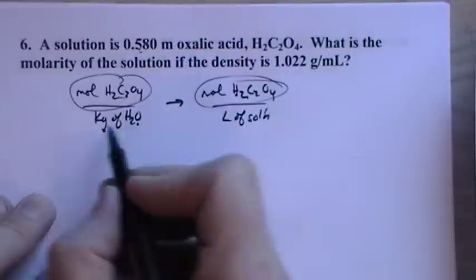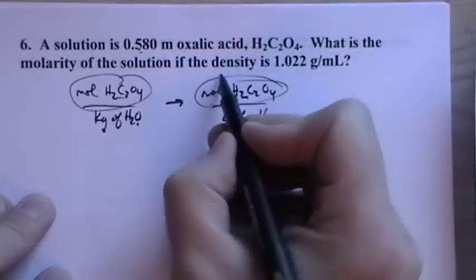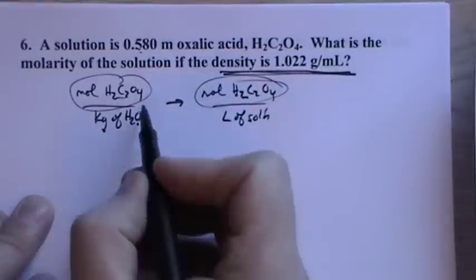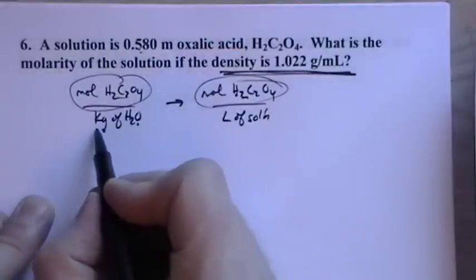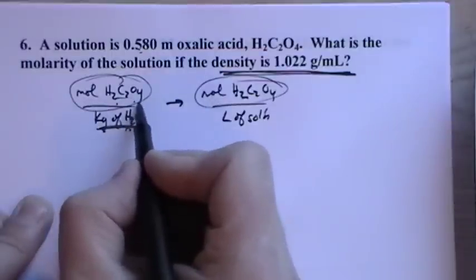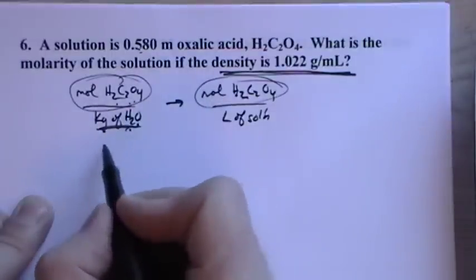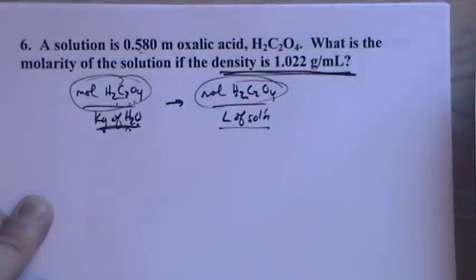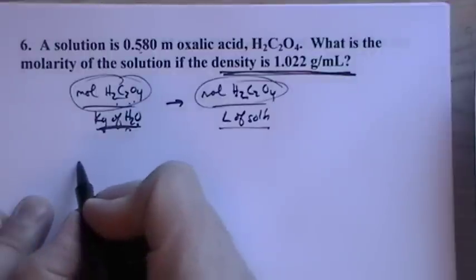Well, kilograms to liters, that's mass to volume, so the density should be involved, and that's why we have it here. So what we do, we need to know the mass of the solution. We only don't know the mass of the water, but we add in the mass of the H2C2O4. That gives us the mass of the solution. The density will allow us to convert to liters. So that's what we do.